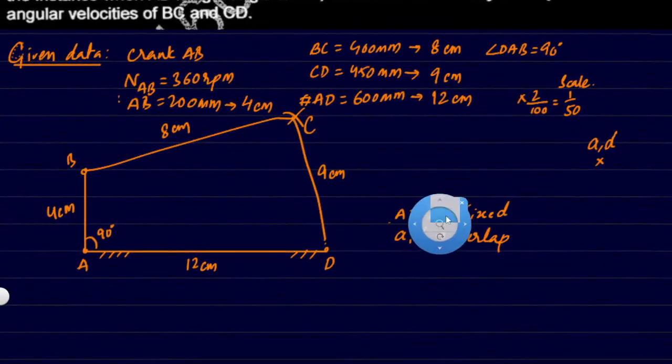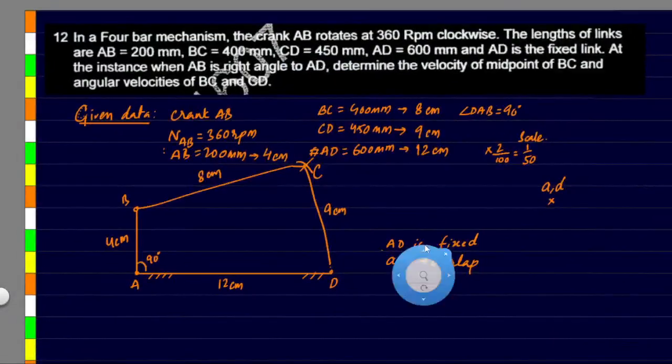Next, we will have to know what is the rotation. The rotation speed, you can see it has been given as 360 rpm, but is it clockwise or anti-clockwise? It's telling it is clockwise, which means it is moving like this. So the velocity of B with respect to A has to be taken.